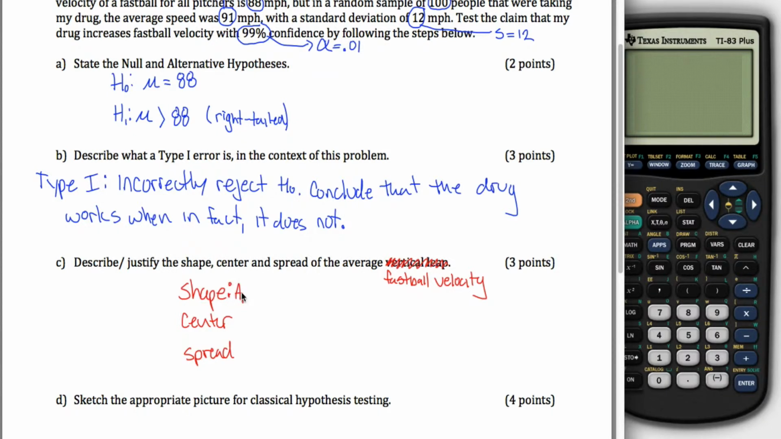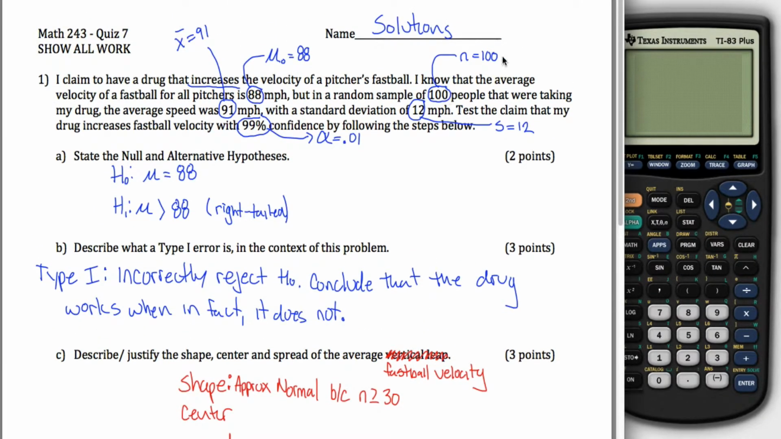The shape, it's approximately normal. It's always approximately normal in this class. It's the only distribution we know how to study. The reason it's approximately normal in this case is because my value of n is greater than or equal to 30. N, as you recall from above, is equal to 100.